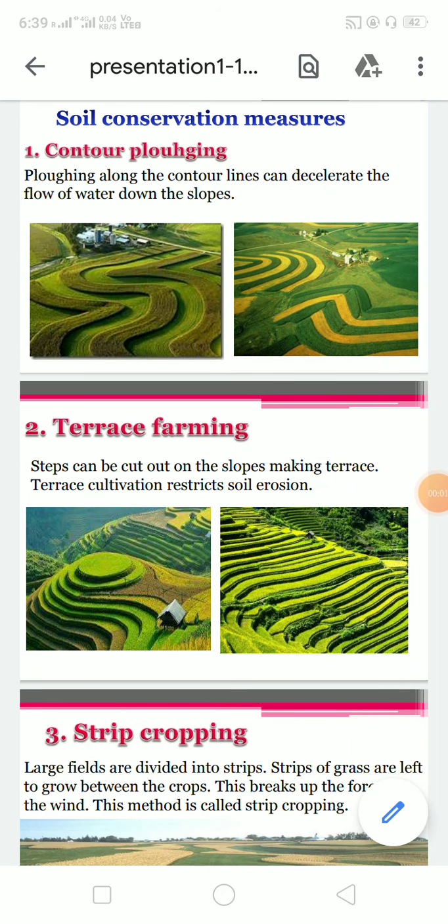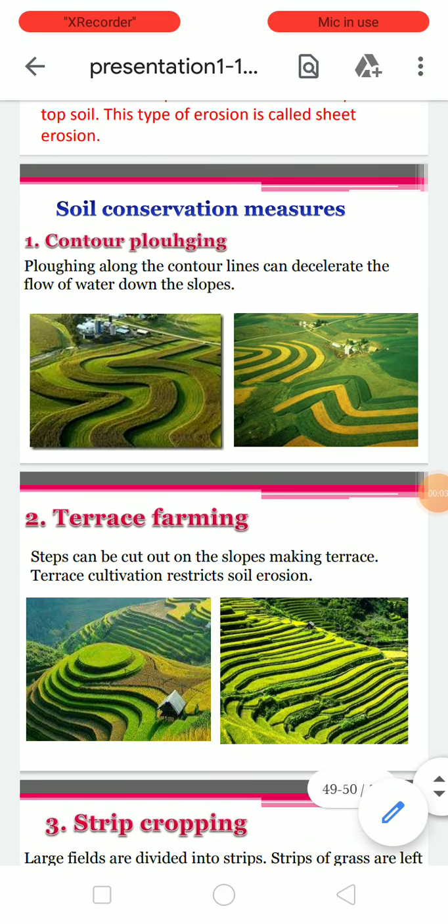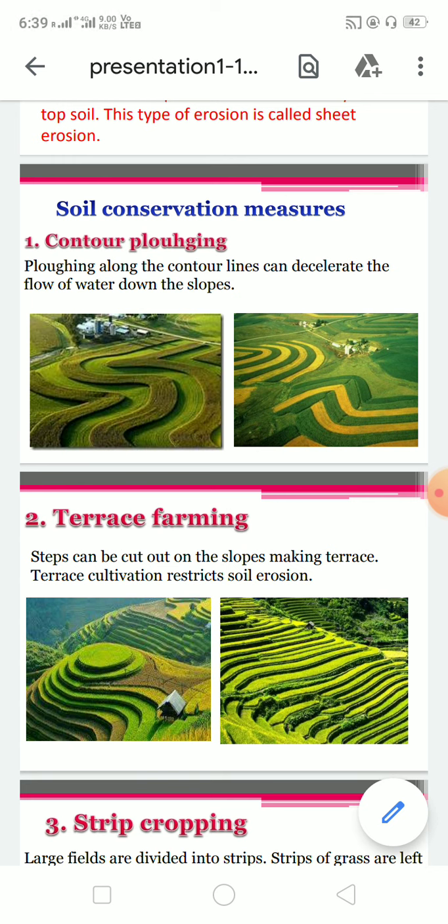Hello students, so today we are going to start with the topic of soil conservation measures, how we can conserve soil, that is, prevent removal of the top layer of the soil. So first is contour ploughing. The ploughing along the contour lines can decelerate the flow of water along the slopes.